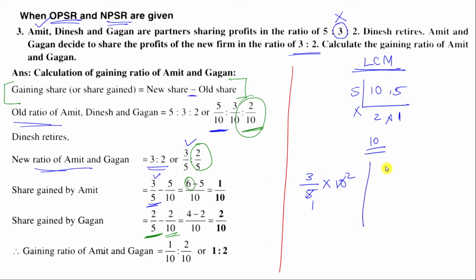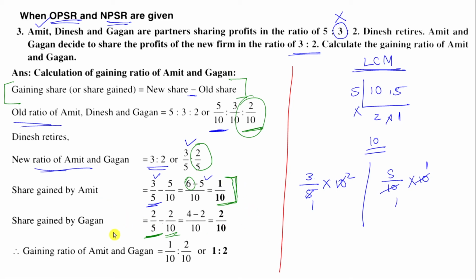Take the other fraction, 5 by 10, and again multiply with the LCM. 10 ones are 10, 10 ones are 10. So the remaining is 5, write the 5. That's it. 6 minus 5 will become 1. 10 will carry over here. Okay, this is the first answer.